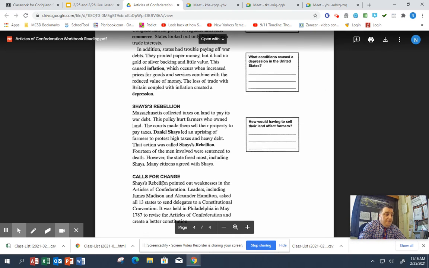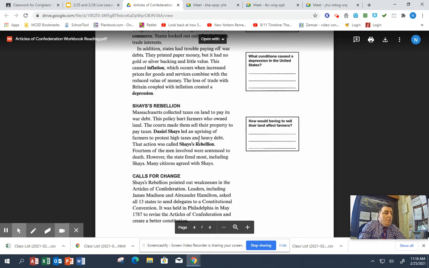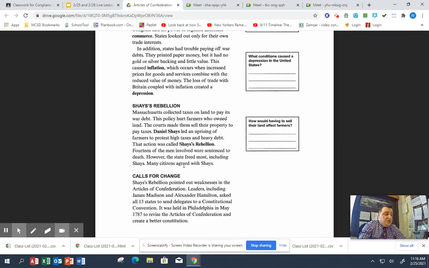And that's how we end up at Shays' Rebellion, where a guy by the name of Daniel Shays leads an uprising against the high taxes in Massachusetts and the heavy debt that exists in Massachusetts. And he actually marches on the courthouse. Him and his followers march on the courthouse to force Massachusetts to stop taking land away from farmers.